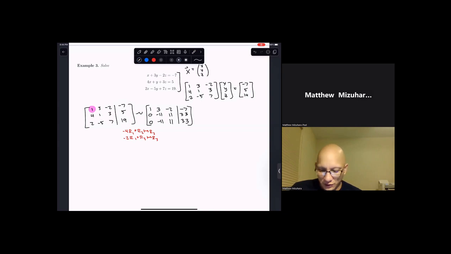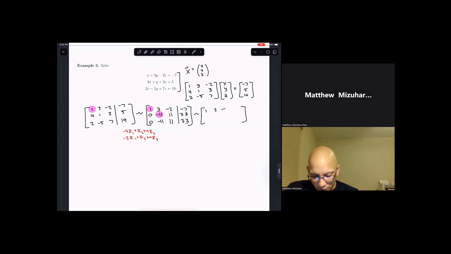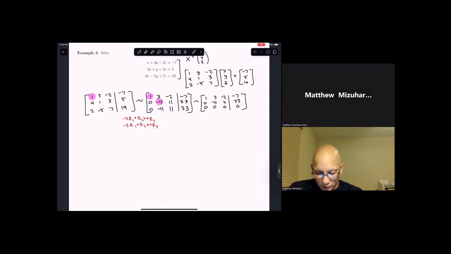Aha, how very interesting. I've zeroed out below this pivot. Going to my next pivot, perhaps you notice that if I row reduce at this moment to get a 0 below that -11, rows 2 and 3 are exactly the same, so they're going to cancel exactly. I'll get a row of all zeros. So I get a very nice looking matrix: 1, 3, -2, -7; 0, -11, 11, 33; and then all zeros in the bottom row.